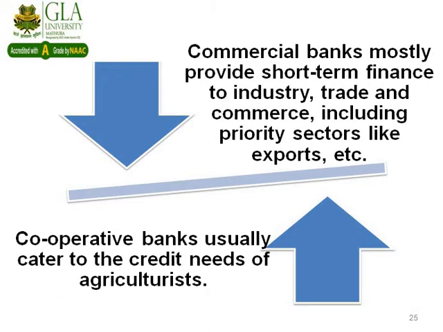Commercial banks mostly provide short-term finance to industry, trade and commerce, including the various priority sector lendings like exports, industries and agriculture too. On the other hand, cooperative banks usually cater to the credit needs and requirements of agriculturalists, and NABARD also plays an important role in looking after these cooperative banks. Mainly agricultural farmers, small artisans and traders are the major customers of cooperative banks. Commercial banks, on the other hand, provide short-term and medium-term finance to industry, trade and commerce, including the various priority sector lendings.